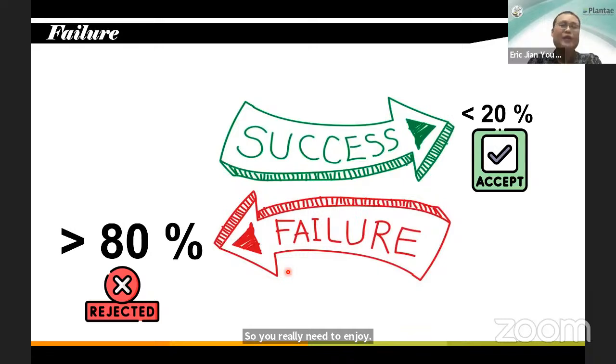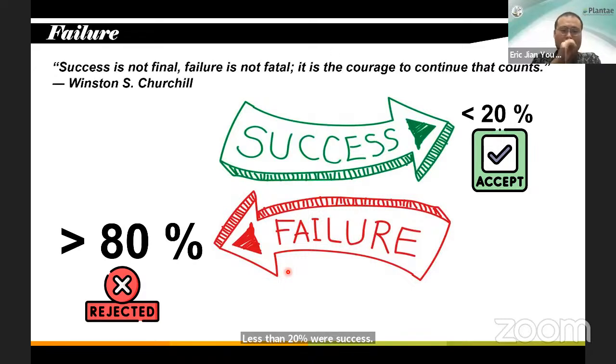And we know most of the cases are failure. In most of the PhD period, we got more than 80% rejection, also for the papers or for the funding. Less than 20% got success. So I know some sentences: success is not really final, failure is not fatal, it's the courage to continue that counts. So don't feel you are the only one who will get failure. Most of us get failure most of our time in the PhD.